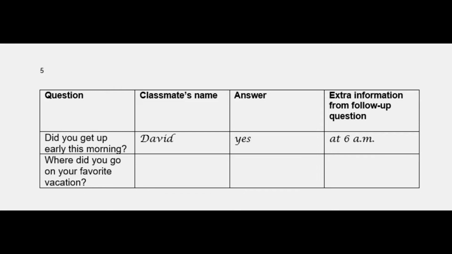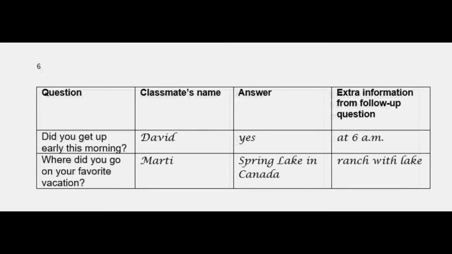Oh, I stayed on a ranch on a beautiful lake surrounded by pine forests and mountains. So then we could continue to talk about Spring Lake, and I could ask you about your favorite vacation spot, or we could move on to different classmates for the second question. And your chart would look like this. Great, I like it. And we're not finished yet. I have three more ways to improve the traditional way.